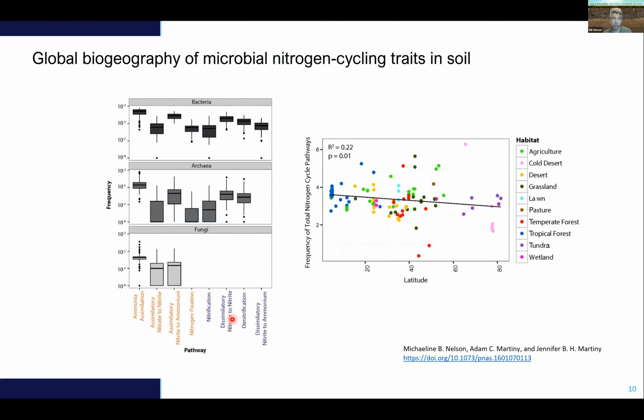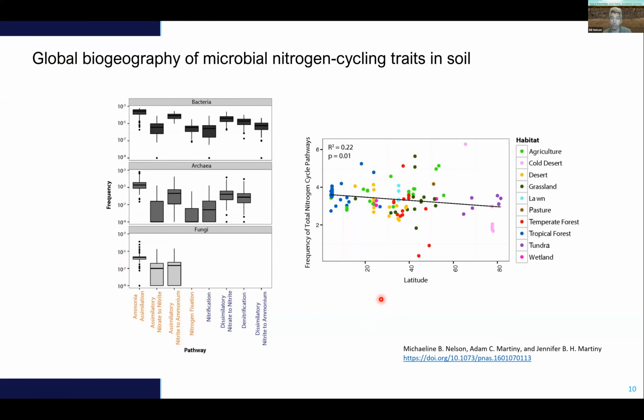So here's an example of some global biogeography data that was collected. This is also out of the Martini lab by Michaeline Nelson. This is looking at nitrogen cycling genes and traits in soils. So she had gathered together a number of different metagenomic studies across diverse habitats and looked for the nitrogen cycling genes categorized into different nitrogen transformations and looked at their distribution in bacteria, archaea, and fungi.